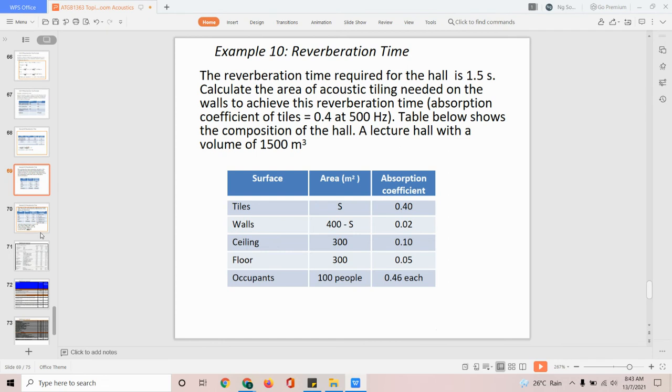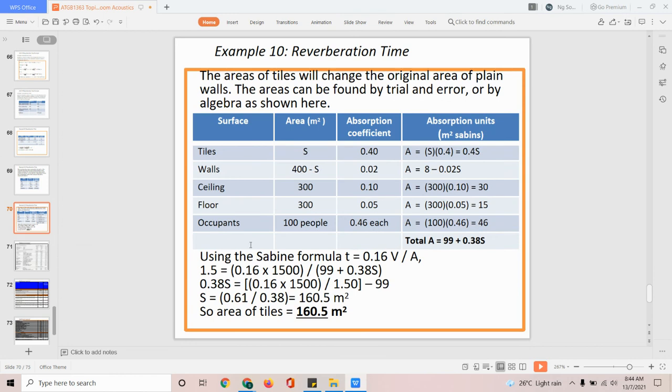So next we have another example. The reverberation time for this hall is 1.5. So you're given the reverberation time, and then you have to calculate the area of acoustic tiling needed on the wall to achieve this reverberation time. You do not know the area of this tiling, but they give you the info that the absorption coefficient is 0.4, and then you have the composition of walls, ceiling, and floor. So in this case, you actually have an unknown for the area of your tiles. So let's have a look at how to solve this question.